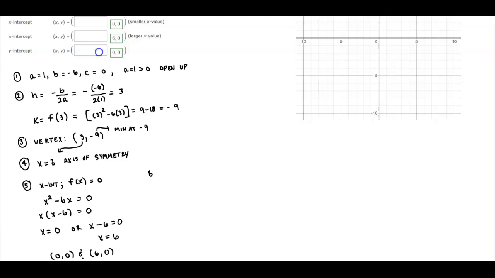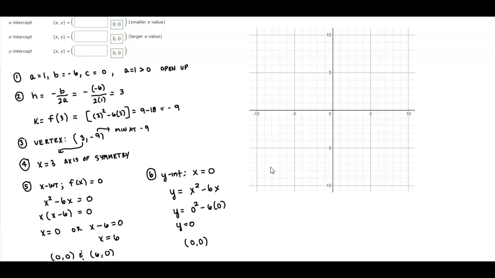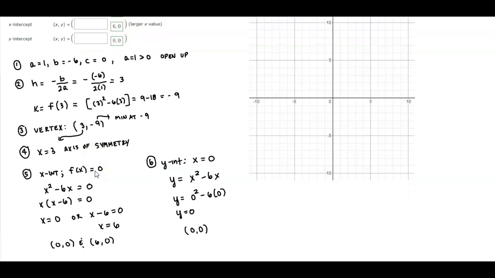Okay, now the next thing we want to do is find the y-intercept. Whenever we find the y-intercept, we're going to let x equal 0. So the y-intercept, we can say that y is going to equal x squared minus 6x. So that's 0 squared minus 6 times 0, which gives us 0. So then we know that the y-intercept is 0, 0. Okay, now that we have our y-intercept, our vertex, our x-intercepts and our axis of symmetry, we can go ahead and plot.